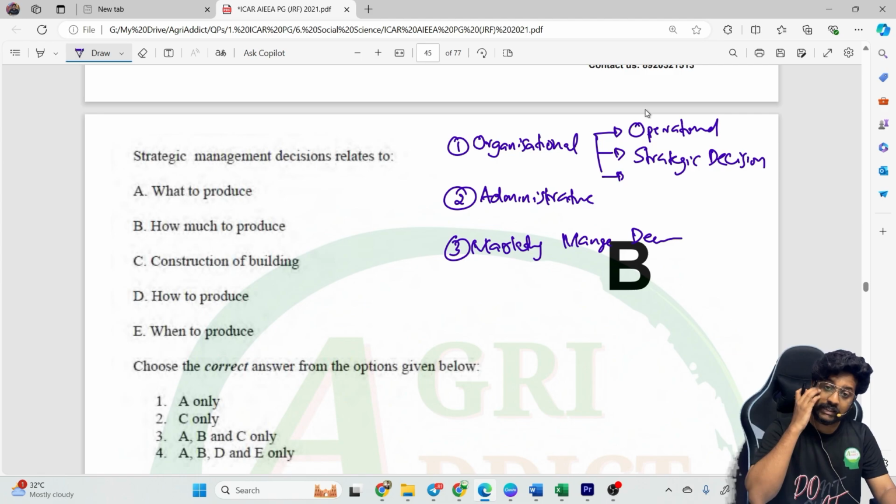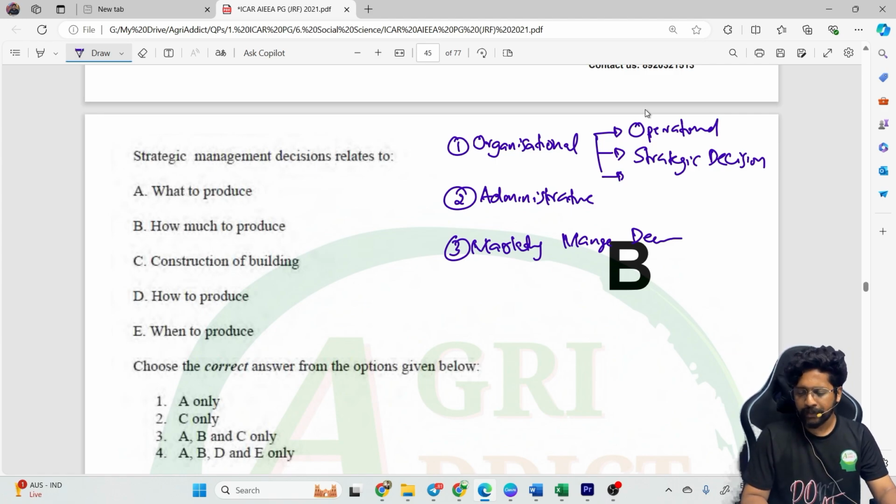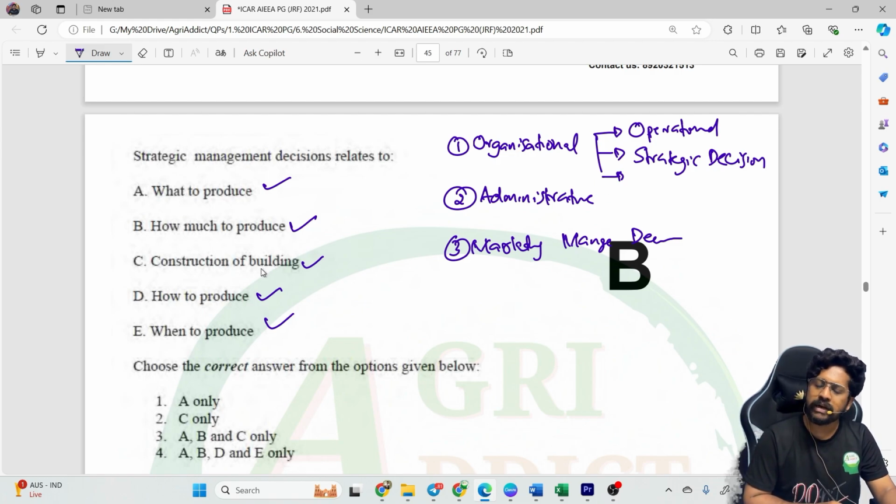So in the case of operational decisions, like whether to irrigate the field, whether to buy some fertilizers, whether to apply some pesticides or weedicides when it comes, those things can be considered as operational decisions. The investment is much lesser, but the frequency of taking the decisions will be much higher. So therefore strategic management decisions refer to something which includes higher investment, and which is done very less frequently. So therefore here, what to produce, how to produce, when to produce, and how much to produce belong to the operational decisions.